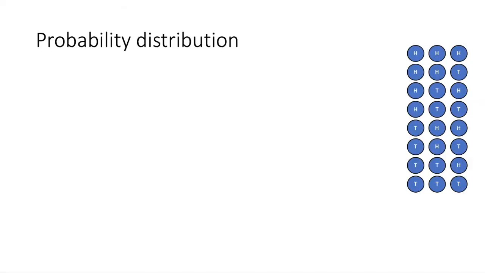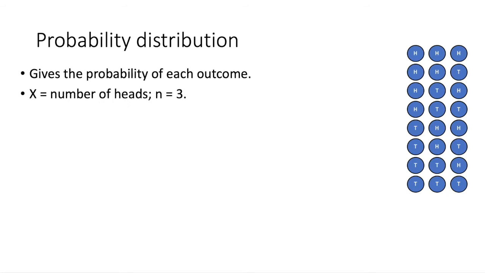In probability and statistics, we are often interested in what is called a probability distribution. If our random variable can take on many values or have multiple outcomes, then a probability distribution gives the probability of each outcome. So let's consider the Bernoulli process, where a fair coin is tossed 3 times. So x is the random variable that counts the number of heads as the outcome.